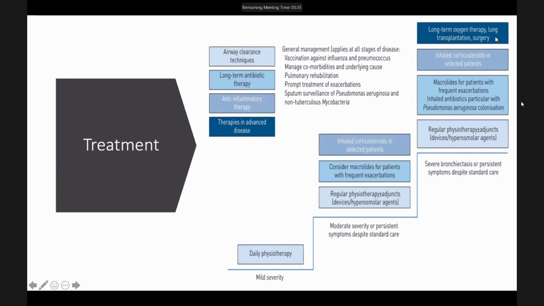For long-term therapy, you can go for long-term oxygen therapy, lung transplantation, and surgery is the last resort in severe bronchiectasis or persistent symptoms. You can also go with the same regimen that you treat here: inhaled corticosteroids in selected patients, macrolides for patients with frequent exacerbations, inhaled antibiotics, particularly with Pseudomonas aeruginosa colonization, and regular physiotherapy, adjuncts, devices and so on. So this is how you treat bronchiectasis.